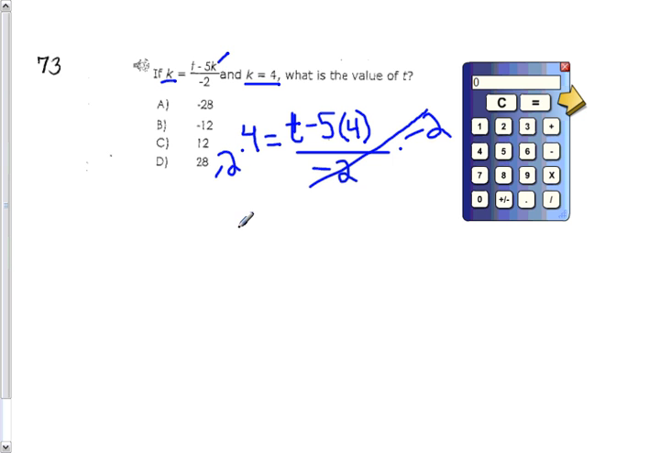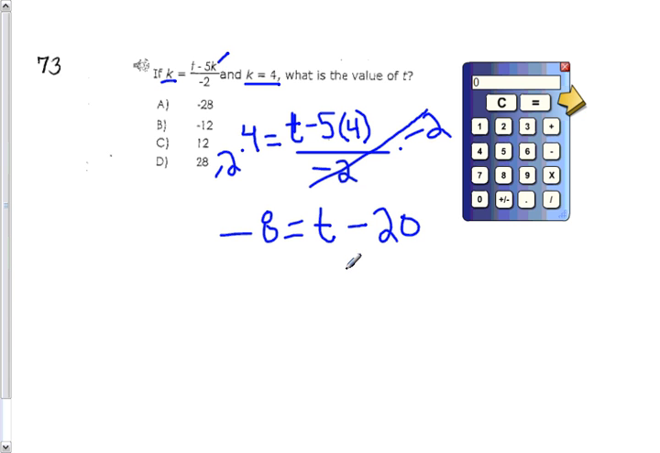So negative 2 times 4 would be a negative 8 on this side. That's terrible looking. Again, I'm trying to use this mouse. And that would equal t, and I'm going to write that kind of a cursive t, minus 5 times 4. And 5 times 4 would be minus 20.